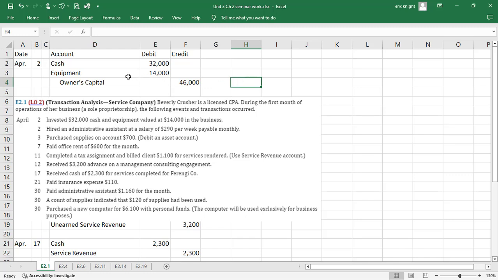If it was stock, you would say common stock, but it wasn't stock. Instead, it was the owner's capital. So the debits are on the left, the credits on the right, and the debits equal the credits, and so our journal entry will work out for us.